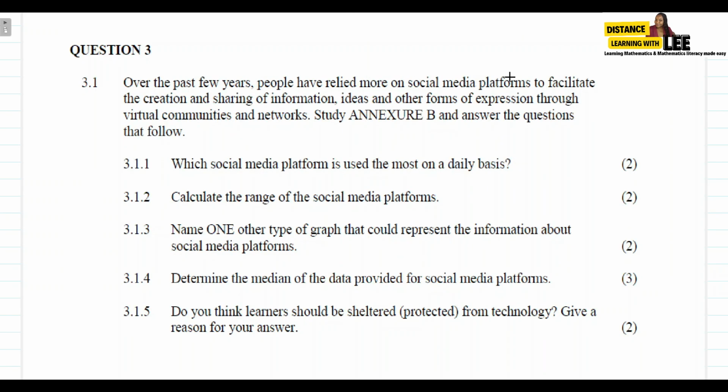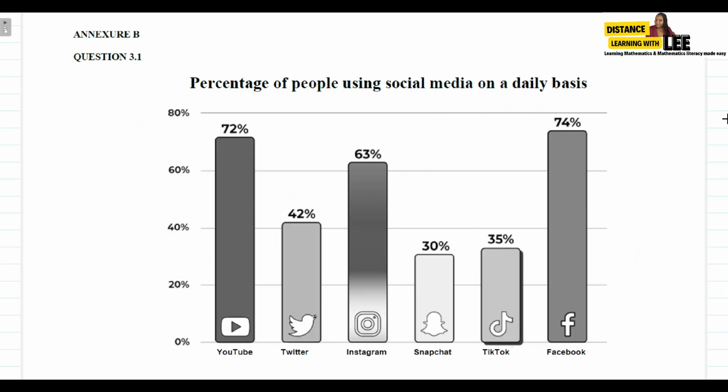Right, so let's have a look at question 3.1. Over the past few years, people have relied more on social media platforms to facilitate the creation and sharing of information, ideas, and other forms of expression through virtual communities and networks. Study Annexure B and answer the questions that follow. So we're going to have a look at Annexure B and see what it is basically telling us.